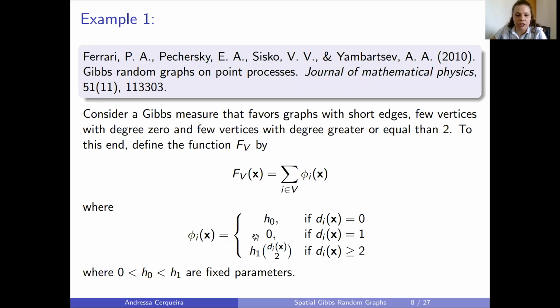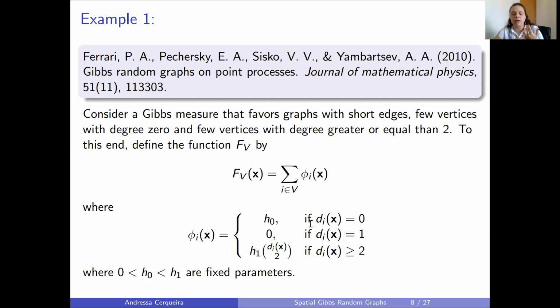And what is this phi function? This is a function that's equal to a positive constant when the degree of node i is equal to 0. So degree is just how many edges are connected to this vertex. This function is equal to 0 when the degree of node i of the graph is equal to 1. And this function here is proportional to the degree of node i when the degree of node i is greater than 2.